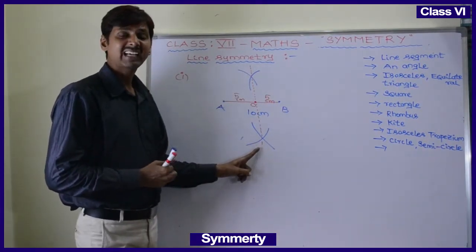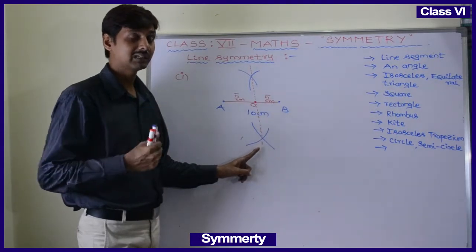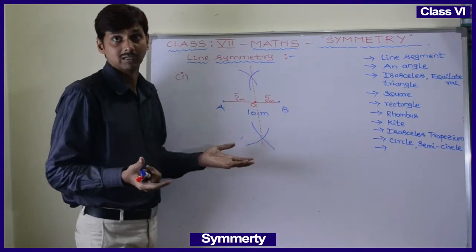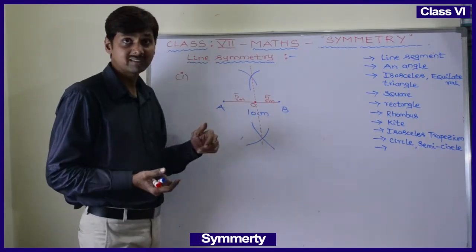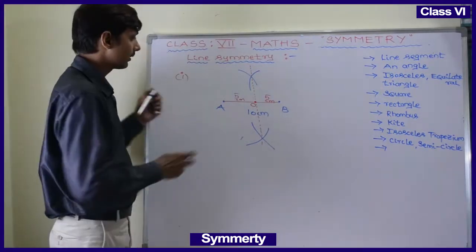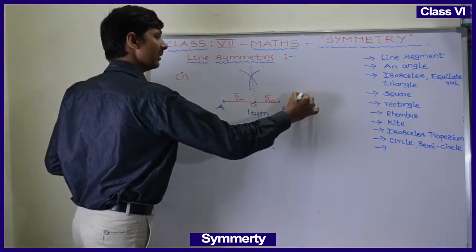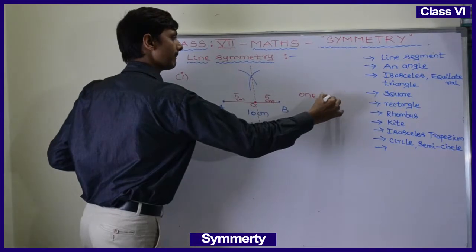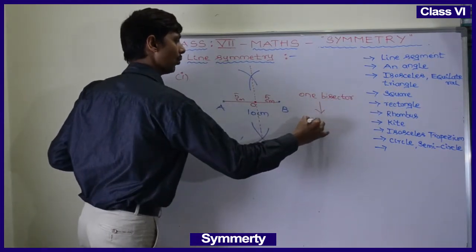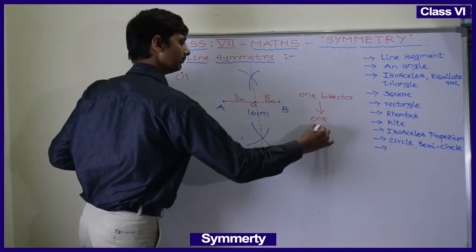So it has only one line of symmetry. If we try to draw the perpendicular bisector for it, there is no other line we can draw as a perpendicular bisector for this line segment. So for the bisector, we can draw one line of symmetry.